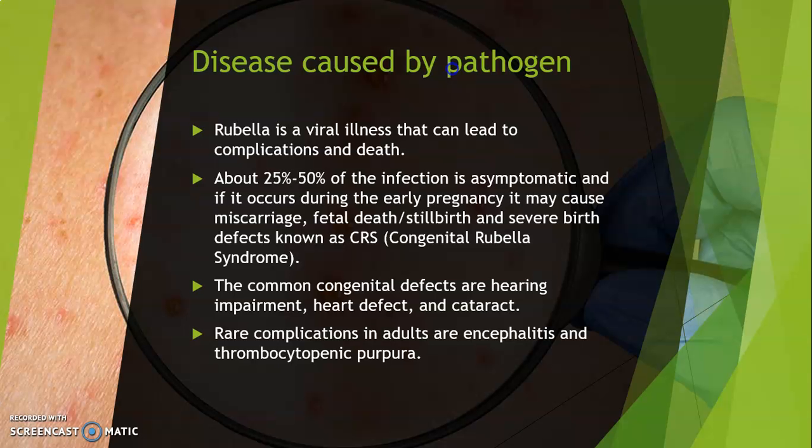Rubella is a viral illness that can lead to complications and death. About 25 to 50% of infections are asymptomatic, and if infection occurs during early pregnancy, it may cause miscarriage, fetal death or stillbirth, and severe birth defects known as CRS, or congenital rubella syndrome. The common congenital defects are hearing impairment, heart defect, and cataract. Rare complications in adults are encephalitis, or inflammation of the brain, and thrombocytopenic purpura.